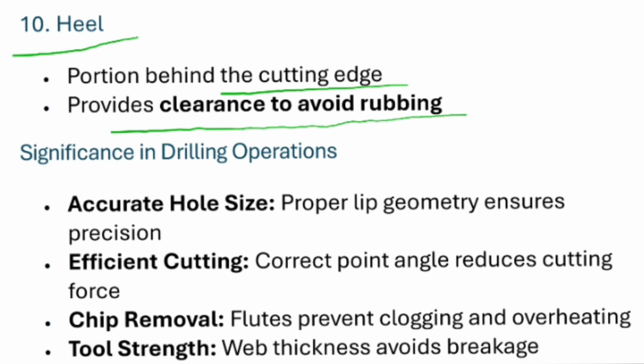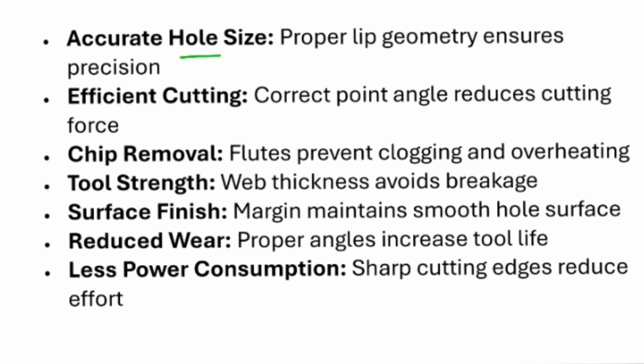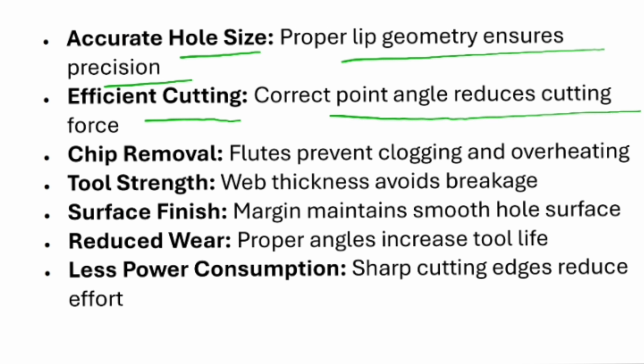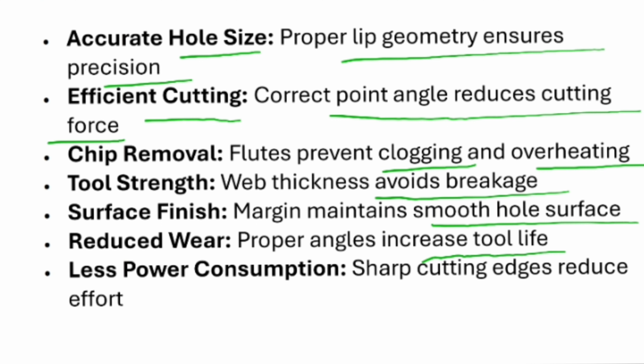Coming to the significance in the drilling operation, what is the significance? The first one, accurate hole size. A proper lip geometry ensures precision. Next is the efficiency of cutting. A correct point angle reduces cutting force. Then chip removal. A fault here causes clogging and overheating. And tool strength. The web thickness avoids breakage. Next is surface finish. It maintains a smooth hole surface and reduces wear. Proper angles increase tool life and reduce power consumption. Here we have to use sharp cutting edges to reduce the effort.